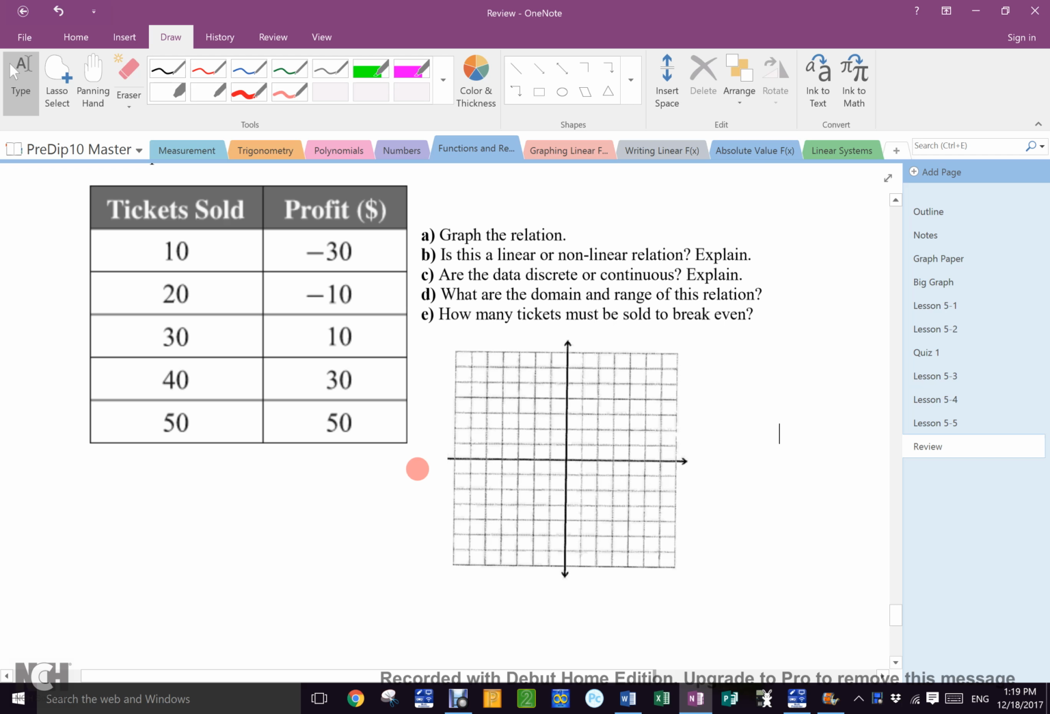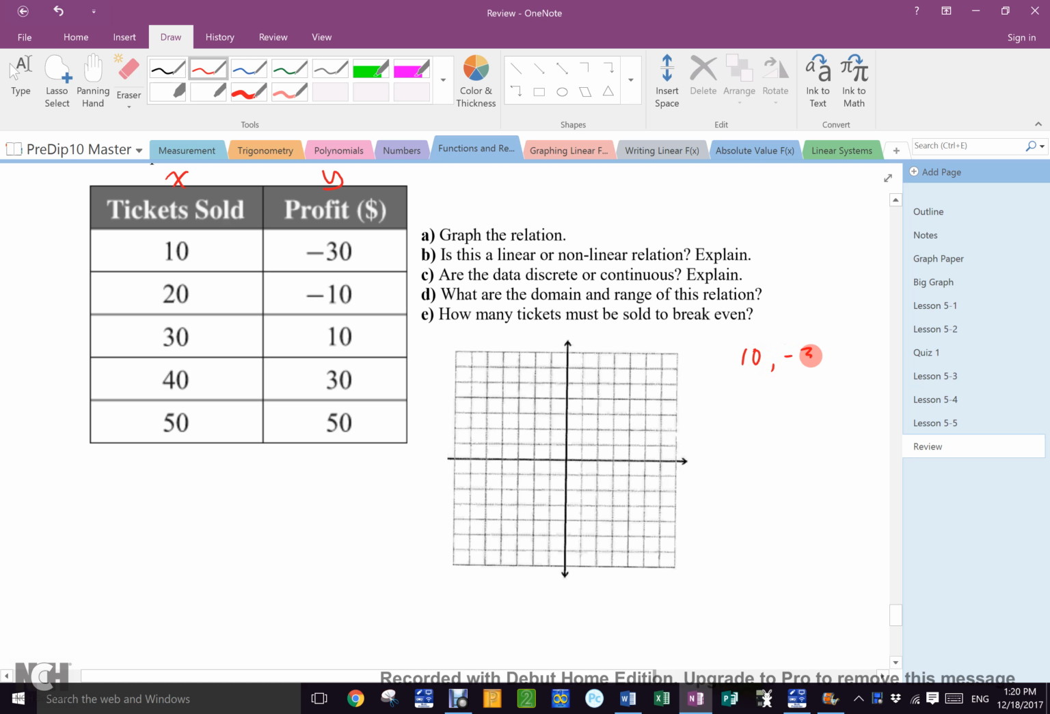Okay, so first thing I want to do is graph the relation. So you have to decide which is X and which is Y. What is the independent variable? Tickets. So these are my X's, these are my Y's. So what are the 5 points that I have?